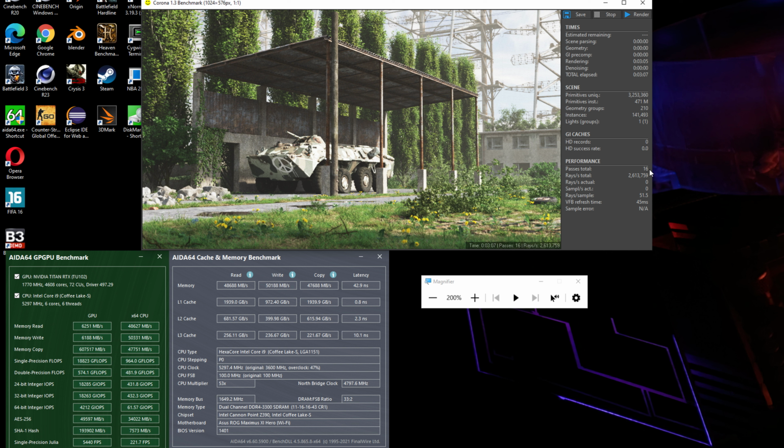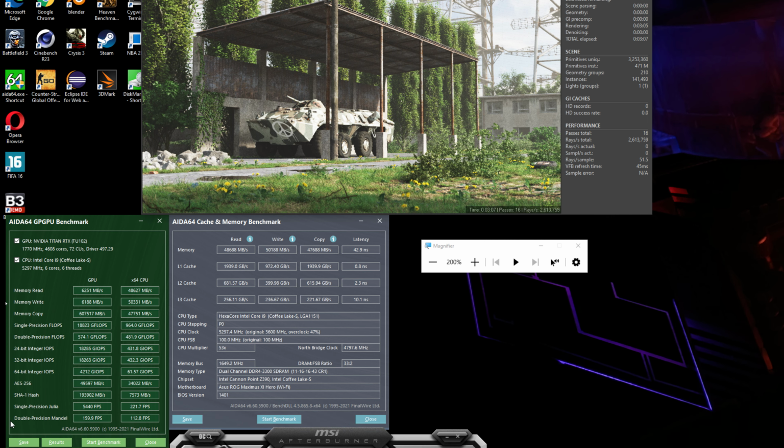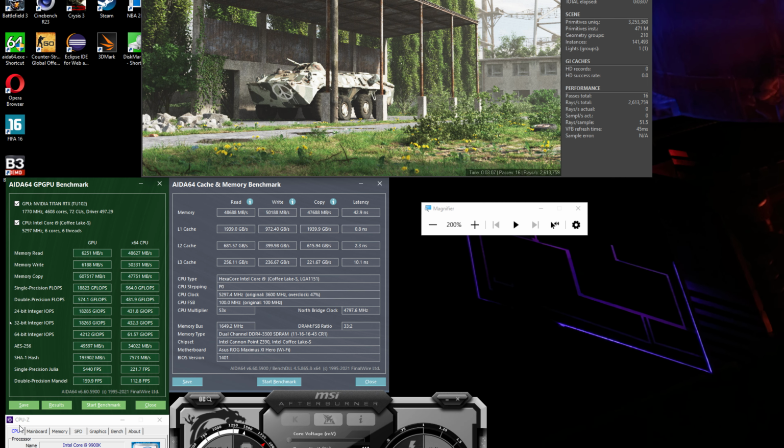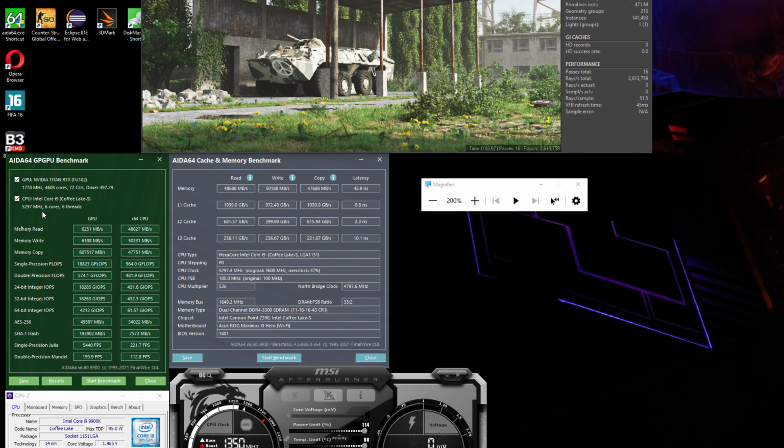As you can see, passes total 16, ray samples 51.5. There is instances and beautiful info here. So I also did, let me go ahead and jump into the AIDA. I did the AIDA64 GPU benchmark.